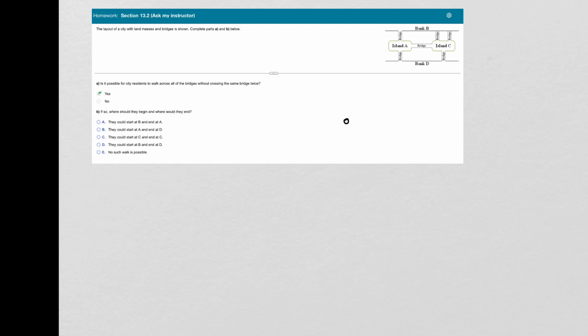So I'm going to have a vertex for bank B. I'm going to have one for island A, a vertex for island C, and a vertex for bank D. And there is one bridge going from A to B. We've got a bridge going from A to C and a bridge going from A to D.